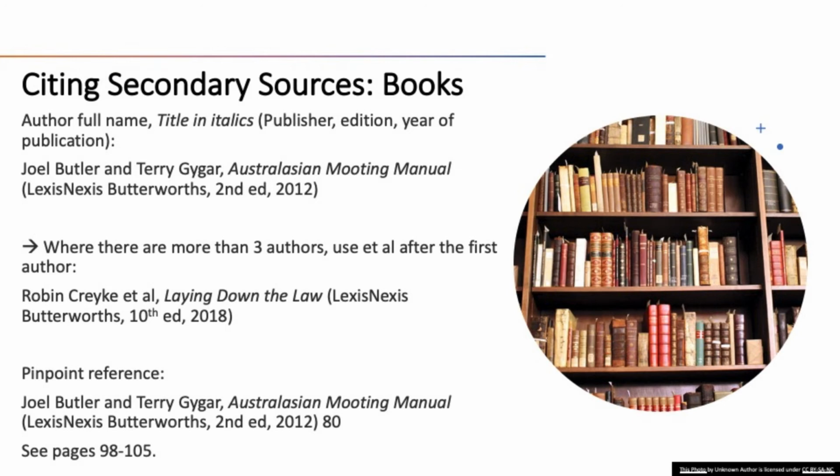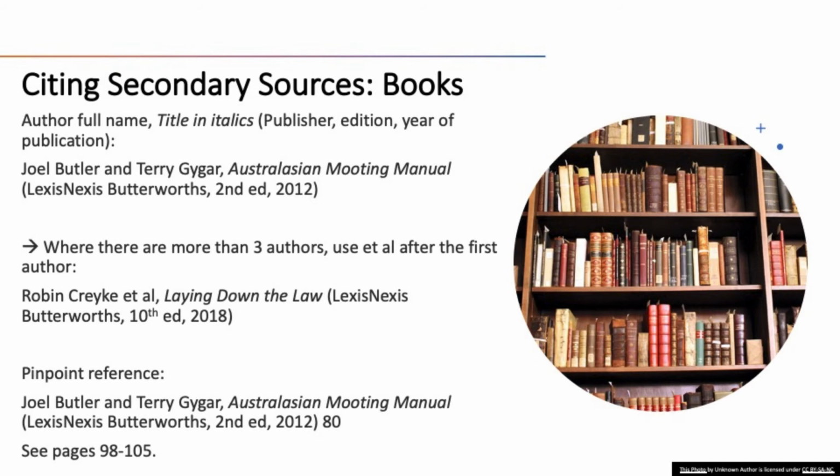Sometimes writers only use their initials and don't provide their full first name. If that's the case, then you would just use the first initial followed by their surname. Now if there are two authors, you write both names in full separated by 'and', as I've already mentioned. If there are three authors, write the full name of each author with 'and' separating the last two authors' names. So for example, imagine that the book there is written by Joel Butler, Terry Geiger and John Jones. You would write it as follows: Joel Butler, comma, Terry Geiger and John Jones, comma.